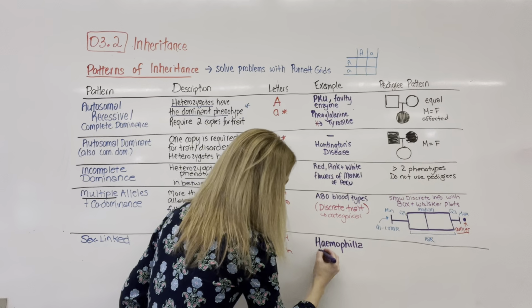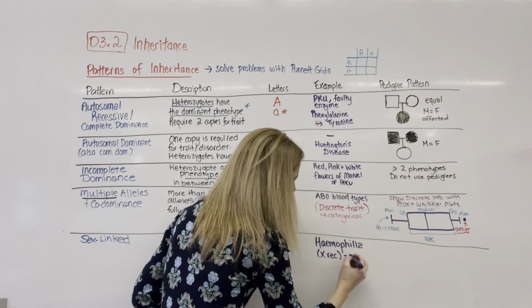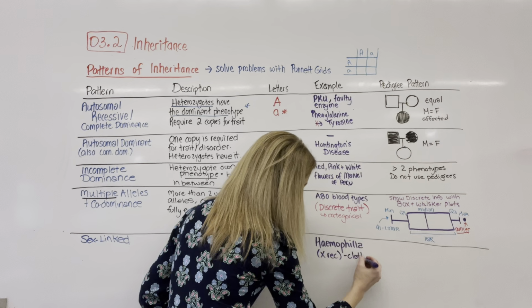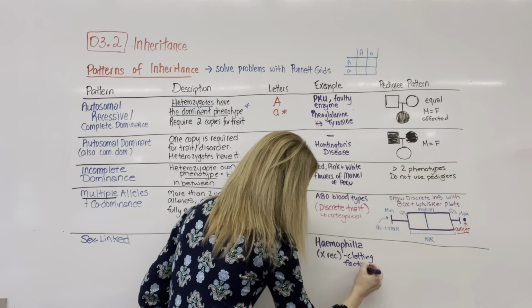Hemophilia is an X-linked recessive, and it is linked to clotting factors. So again, we did clotting factors in C3. So we know that that's part of the pathway that ultimately builds fibrin. So it's a defective thing in that. Okay, so what do we look for in the pedigree?